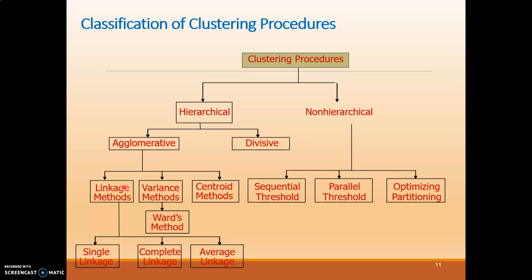Linkage methods are again classified into three types: single linkage, complete linkage, and average linkage. These are based on the cluster distance. Then the variance method is Ward's method. Non-hierarchical also has three types. One is the sequential threshold, another is the parallel threshold, and the last one is the optimizing partitioning. So these are the types of clustering procedures.